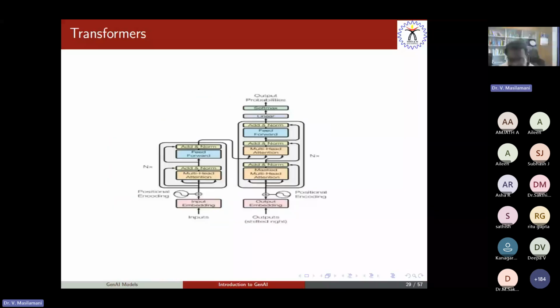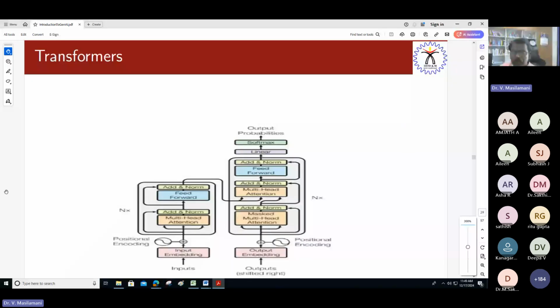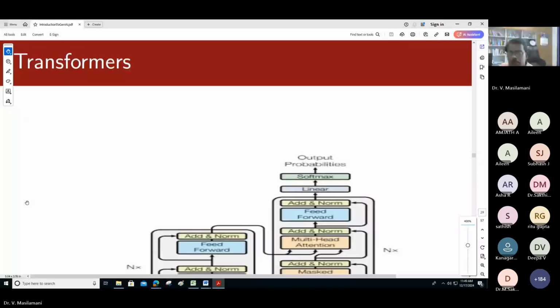Let us see the architecture of the transformer. Let me zoom in. I don't know whether it is readable. Is it readable? Are the texts readable? A little bit it can be increased. Right. Is it okay now? Yes, sir.